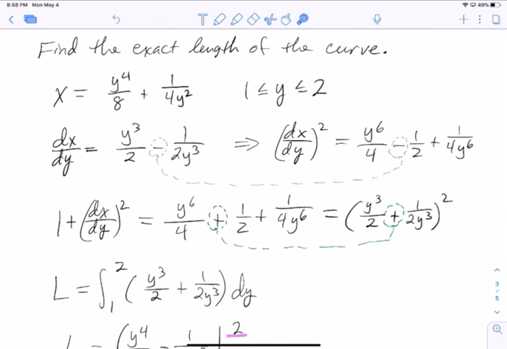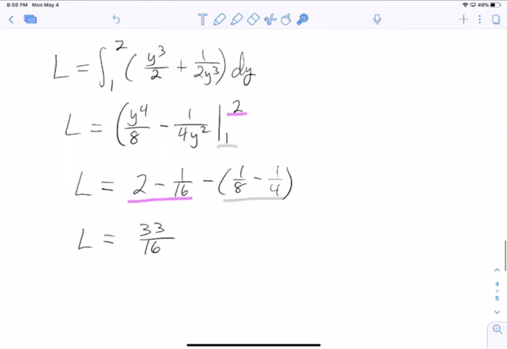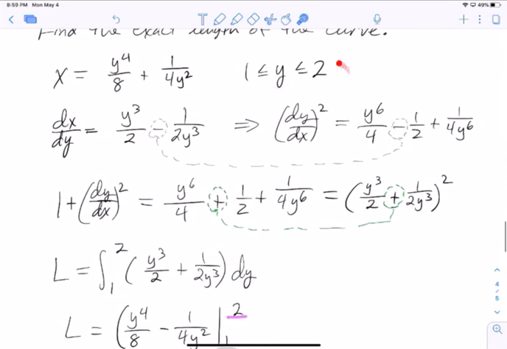So in our integrand, the arc length is then the integral from 1 to 2 of the square root of that binomial square, so y cubed over 2 plus 1 over 2y cubed dy. Again, using the power rule, we're going to integrate both, and we end up with L is equal to y to the 4th over 8 minus 1 over 4y squared, evaluated from 1 to 2, our original limits on y.